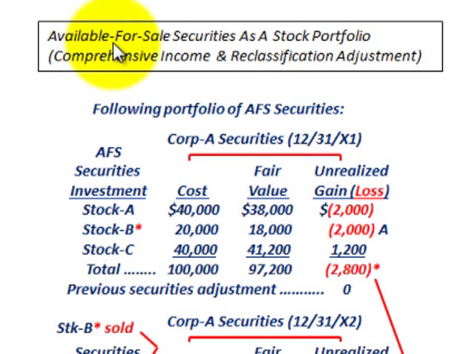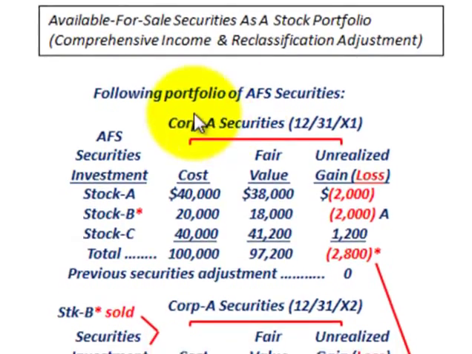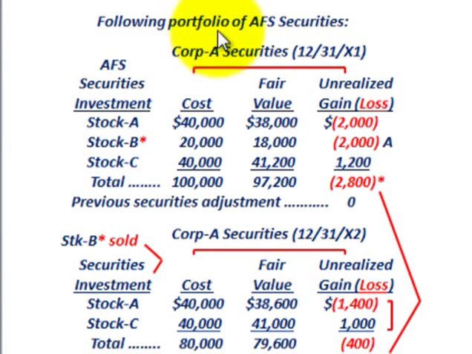What we're going to be going over here is available for sale securities as a stock portfolio and how it affects our comprehensive income, and the reclassification adjustment that may be required when we're dealing with these available for sale securities. So we're going to have the following portfolio of available for sale stock securities.